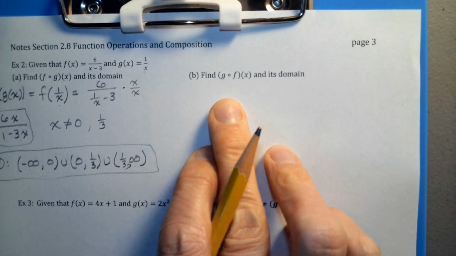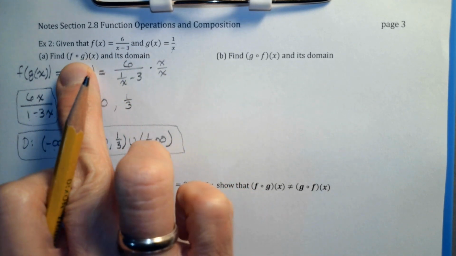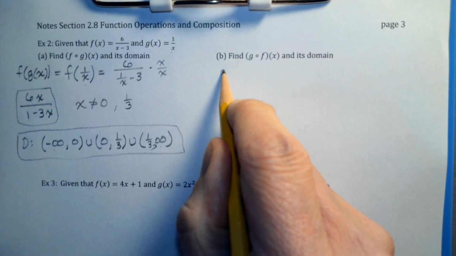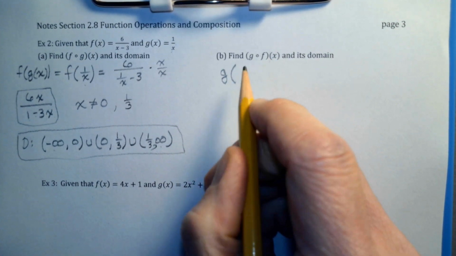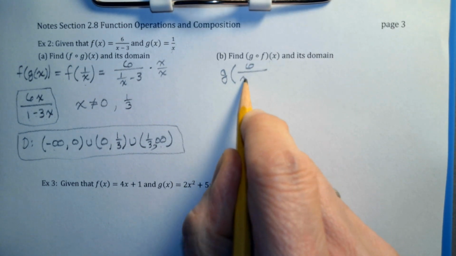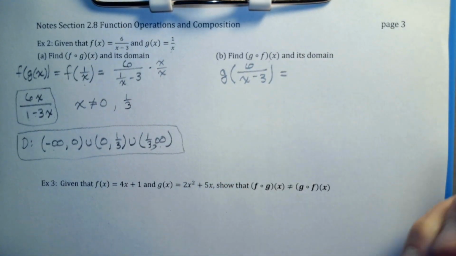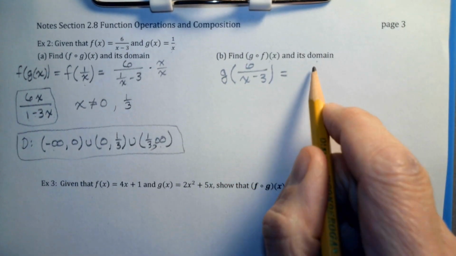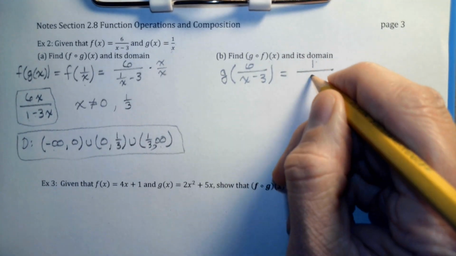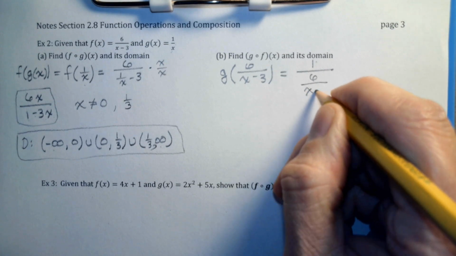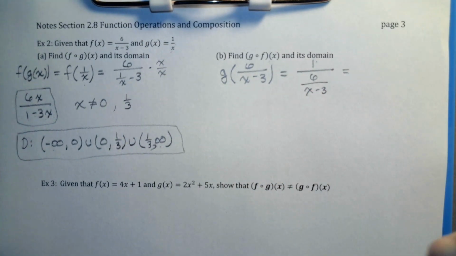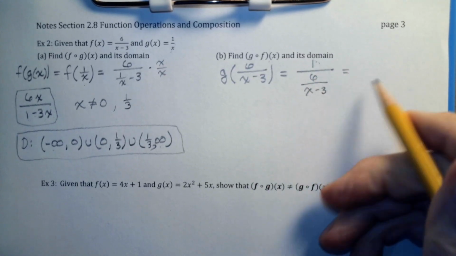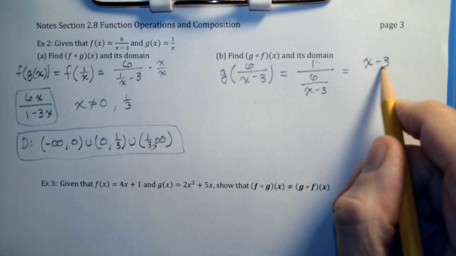All right, so what about this one now? Same thing, but instead of f of g of x, we're doing g of f of x. So this is going to be g of f of x, and f of x is 6 over x minus 3. Now we plug that into the other function, so that's 1 over 6 over x minus 3. And of course, that's just a keep change flip. So it's 1 divided by this fraction, so it's 1 times the reciprocal, so that'll be x minus 3 over 6.